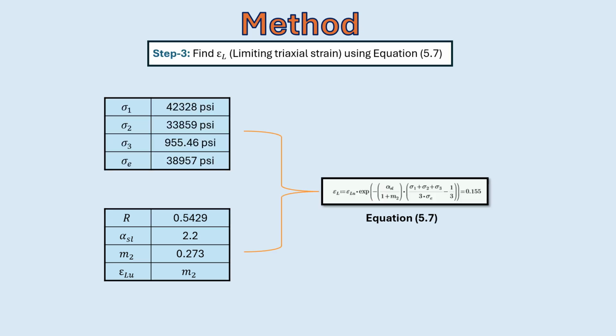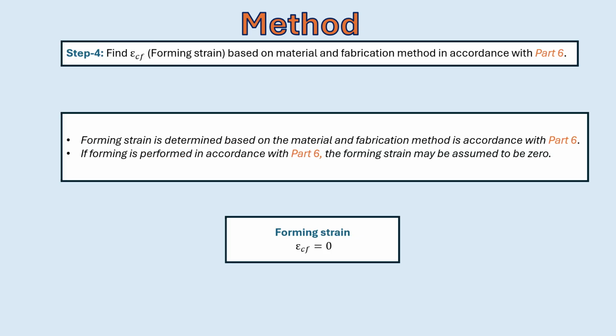Step 3 is to calculate the limiting triaxial strain using equation 5.7 of div 2. Here all the variables on the right hand side of this equation have been obtained in the previous steps. By substituting, the limiting triaxial strain becomes 0.155 for that node. Step 4 is to determine the cold forming strain. Forming strain is determined based on material and fabrication method in accordance with part 6. If forming is performed in accordance with part 6, the forming strain may be assumed to be 0. For this case, with the heat treatment assumed, the forming strain is taken as 0.